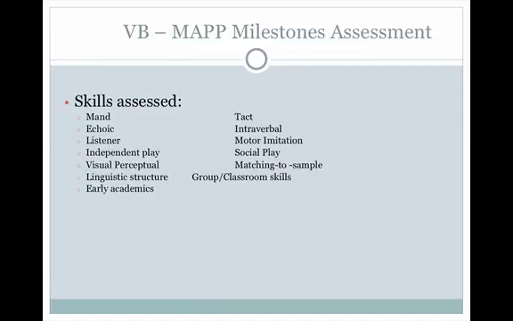The skills that are assessed by the VB map include some particular areas of verbal behavior: the mand, the echoic, the tact, and the intraverbal. Those are expressive language skills that you will likely learn more about in many other contexts. There's also listener behavior, meaning receptive language, play, visual perceptual skills, the understanding of linguistic structure, academics, imitation, matching to sample, etc.